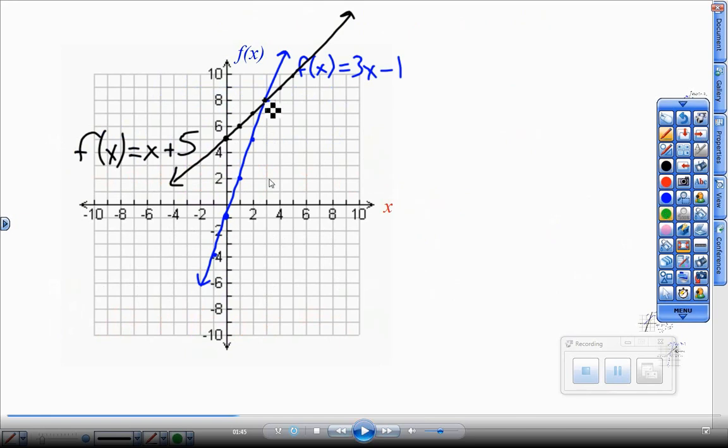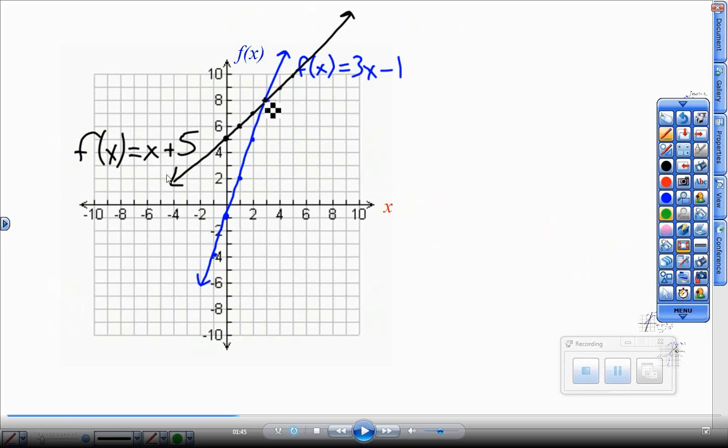And remember, we're going to have to review how to graph. This 3x minus 1 starts at negative 1 on the y-axis, and then the number in front of x is my rise and run, my slope. So I could put this 3 over 1, which means from negative 1 over 1 up 3, over 1 up 3. I need to remember how to graph.